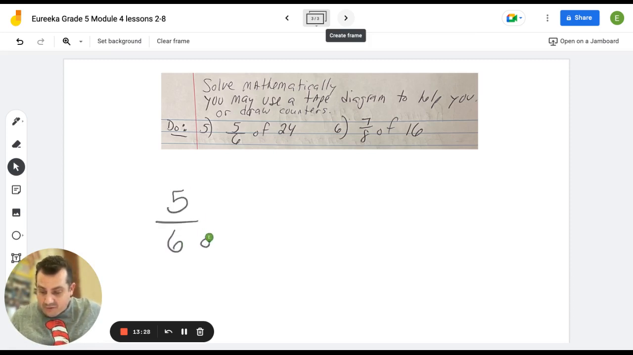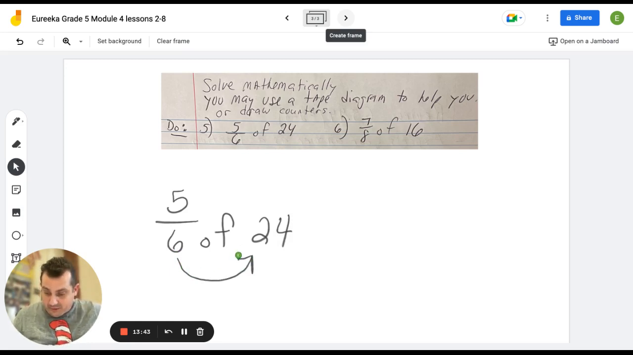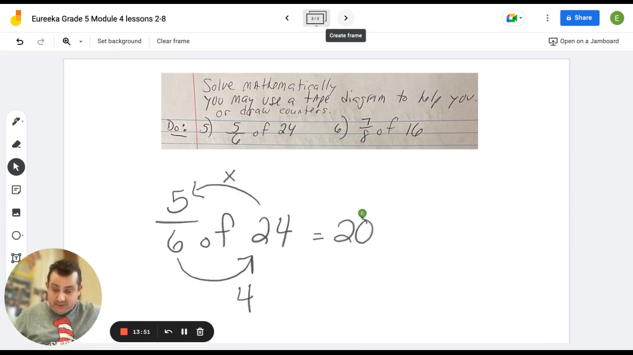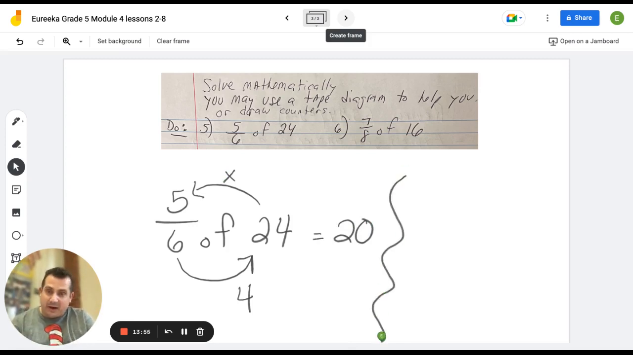5/6 of 24, some of us that see it could say, wow, 6 goes into 24 4 times, and then I'm going to multiply that, because I have 5 groups of 4, times it by 4, and that's going to give you 20. Okay, so you could do it that way. Or you could do a tape diagram, or you could use counters.